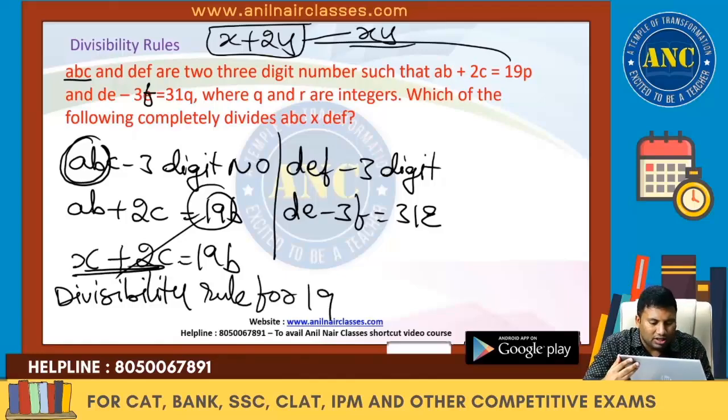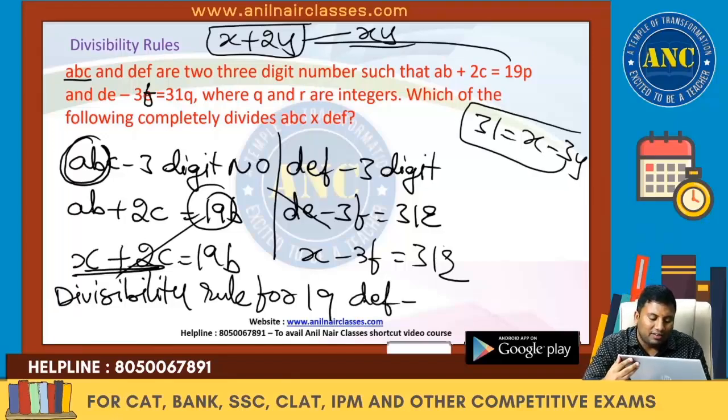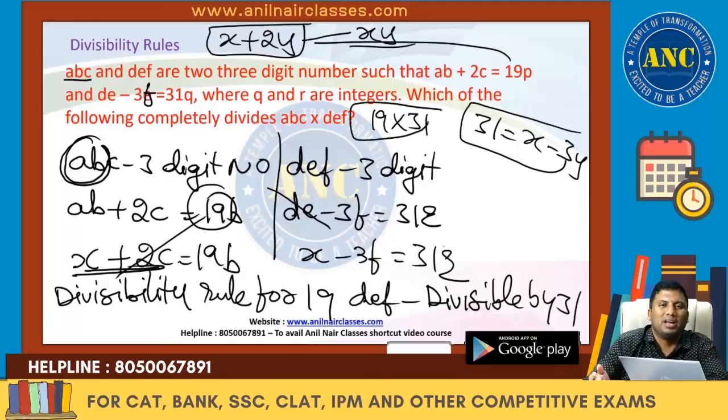Divisibility rule for 19. If I call DE X, minus 3F, it is 31Q. Can I say that it is nothing but the 31 divisibility rule, X minus 3Y only? Are you all with me? That means DEF is divisible by 31. The answer is 19 into 31. It is an absolute sitter, if you know how to find the divisibility rule for 19 and 31.